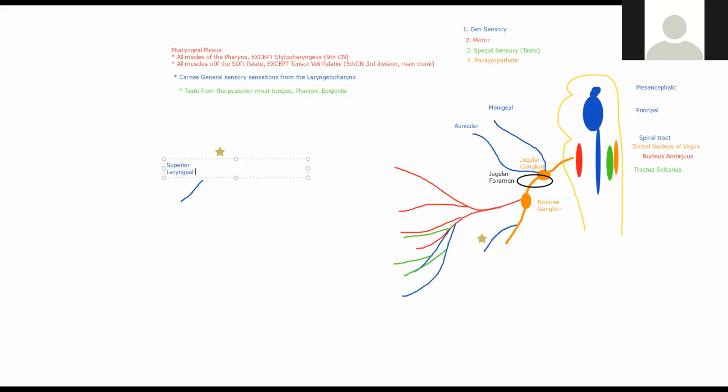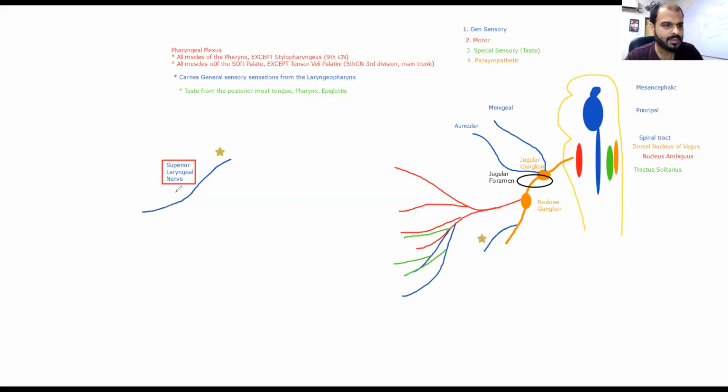What should be the color of this nerve? Anyone? Tell me. The color of this nerve should be blue as well as red, so we could make it like that. Why? Because this nerve is not only general sensory, but it is also motor. Excellent. This nerve divides into two branches. You people are very good. You are excellent, amazing people.